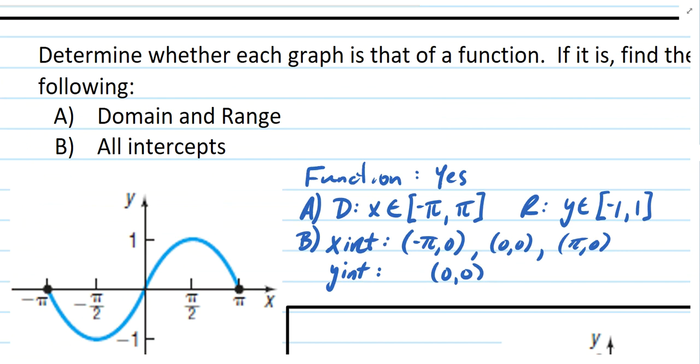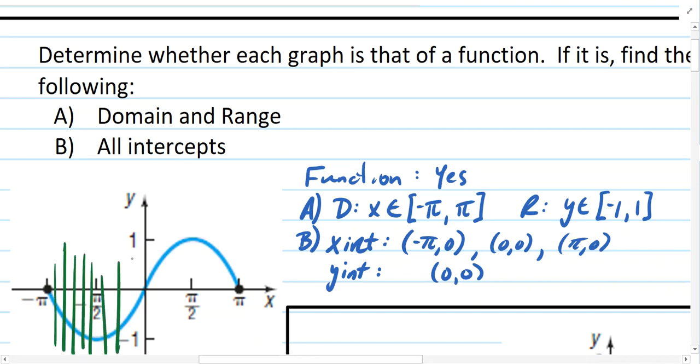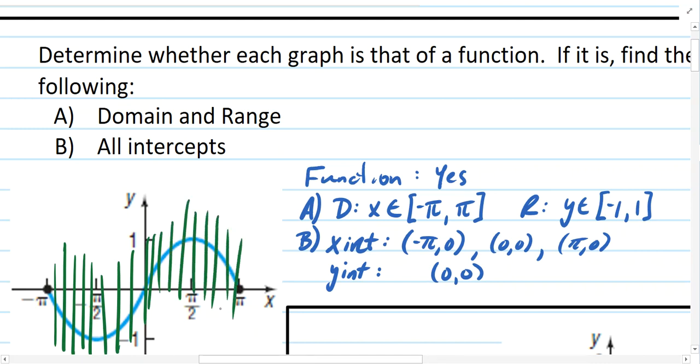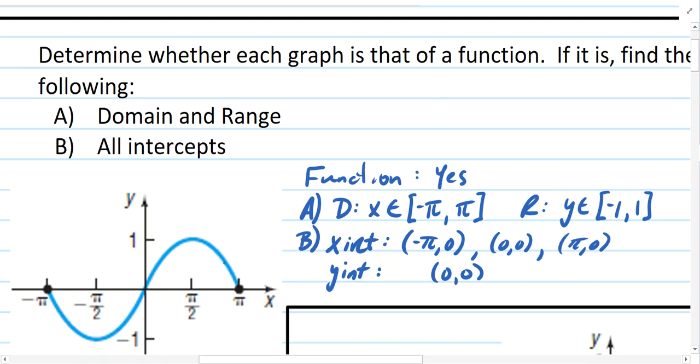For part number 1, we would say that yes, this is a function, and by the way, if you forgot how to test for functions, there are a couple different ways. The most common method is to consider the vertical line test. So within the domain of this particular graph, does this pass the vertical line test? And we would say yes. There's no vertical line that intersects the graph that touches the graph more than one time. So yes, this is a function.